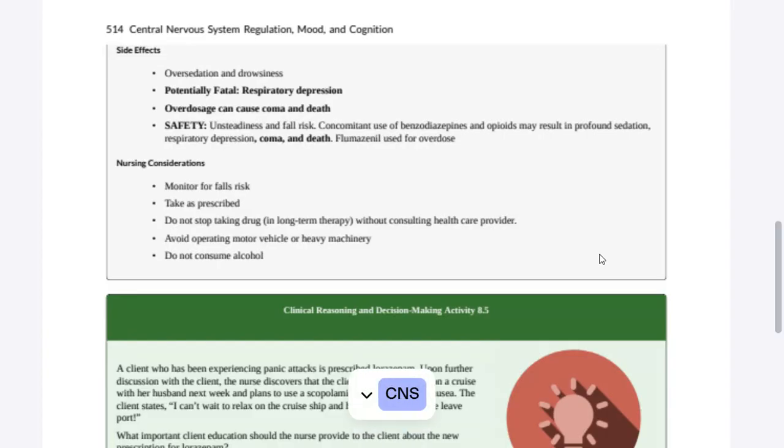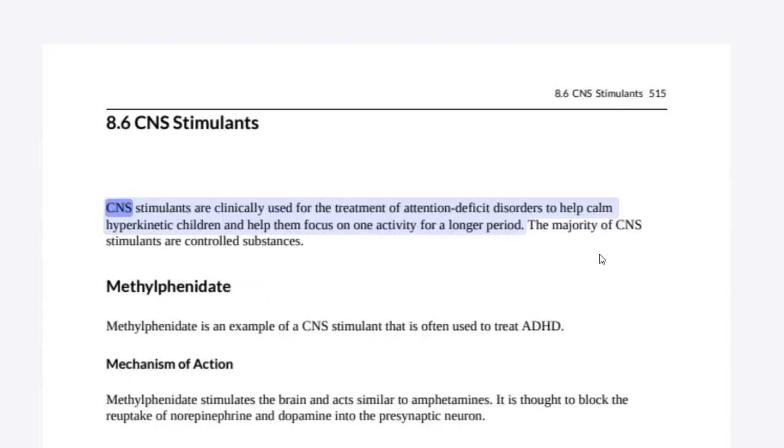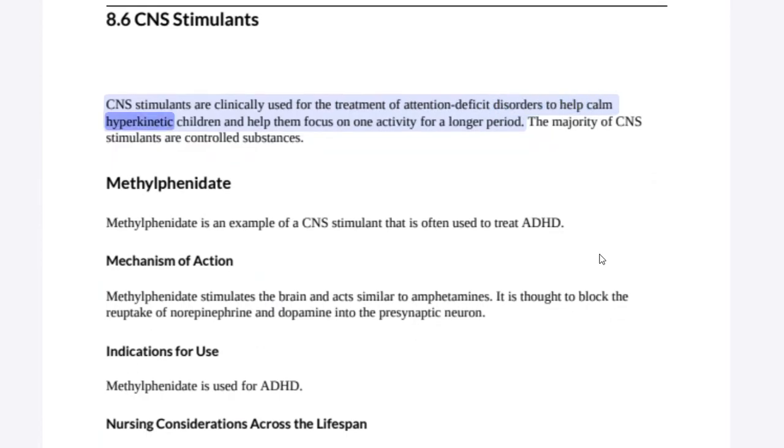8.6 CNS stimulants. CNS stimulants are clinically used for the treatment of attention deficit disorders to help calm hyperkinetic children and help them focus on one activity for a longer period. The majority of CNS stimulants are controlled substances. Methylphenidate. Methylphenidate is an example of a CNS stimulant that is often used to treat ADHD. Mechanism of action. Methylphenidate stimulates the brain and acts similar to amphetamines.